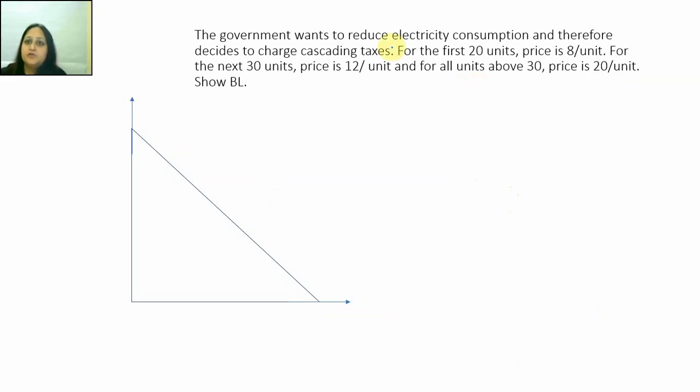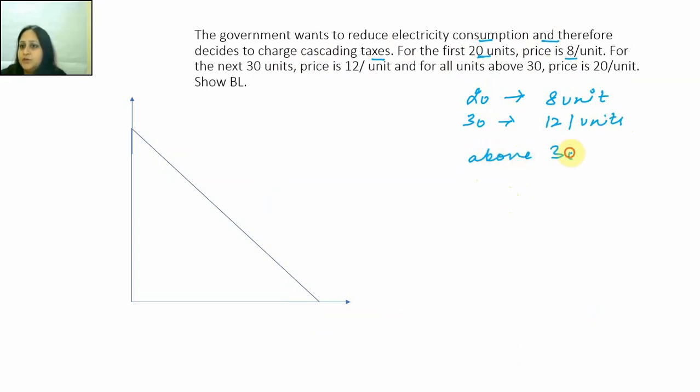The government wants to reduce electricity consumption. This one is interesting, right? And therefore decides to charge cascading taxes. For the first 20 units, the price is 8 rupees per unit. For the next 30 units, the price is 12 rupees a unit. And for all the units above 30, the price is 20 rupees a unit.